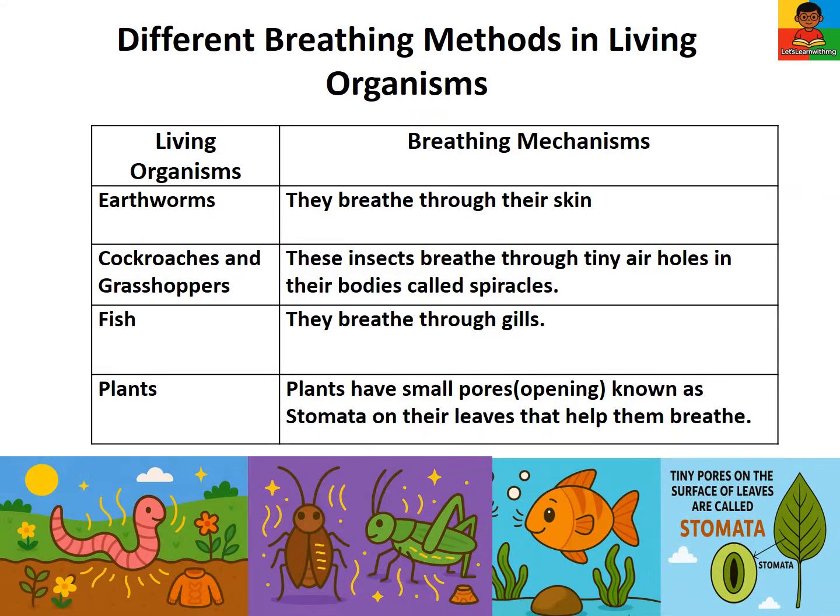Let's look at different breathing methods in living organisms. Earthworms breathe through their skin. Cockroaches and grasshoppers breathe through tiny air holes in their bodies called spiracles. Fish breathe through gills. Plants have small pores called stomata on their leaves that help them breathe.